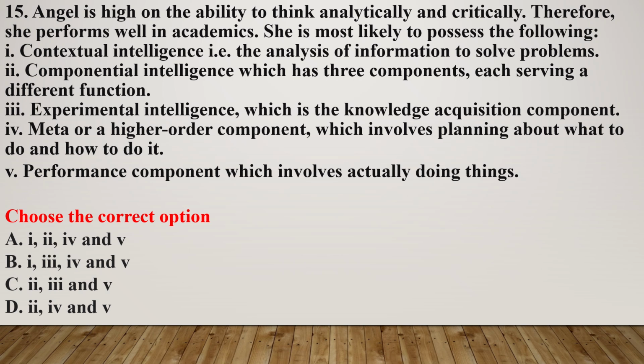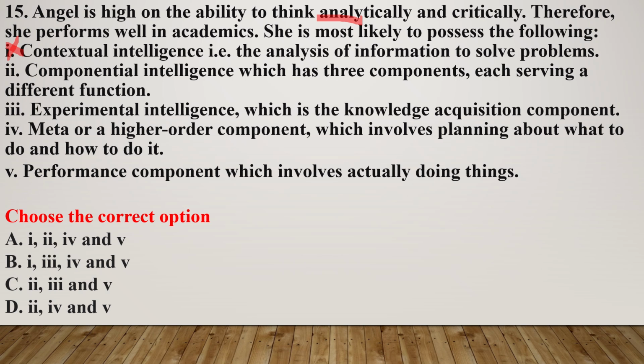Question number 15. Angel is high on the ability to think analytically and critically. Therefore, she performs well in academics. She is most likely to possess the following. First, contextual intelligence, that is, the analysis of information to solve the problem. The statement is incorrect. Contextual means the practical intelligence. And analysis of information refers to the analytical intelligence or the componential intelligence.